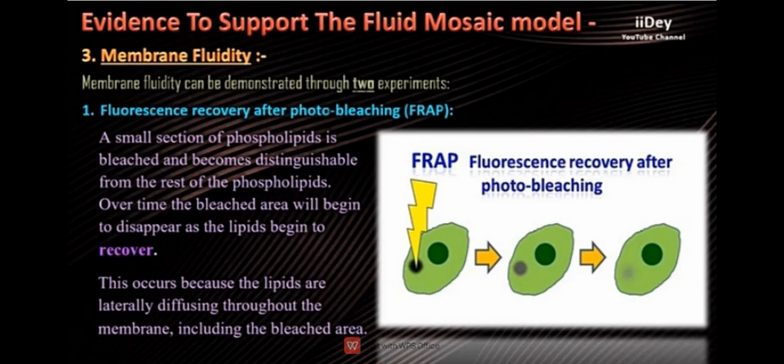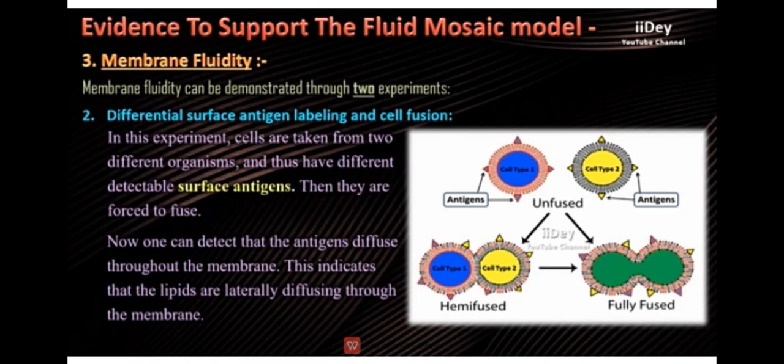Membrane fluidity can be demonstrated through two experiments. Fluorescence recovery after photo-bleaching, FRAP. This occurs because the lipids are naturally diffusing throughout the membrane, including the bleached area.